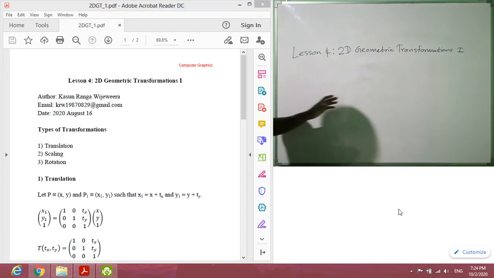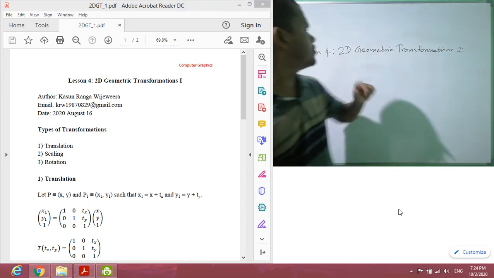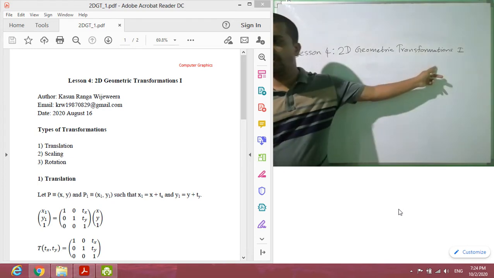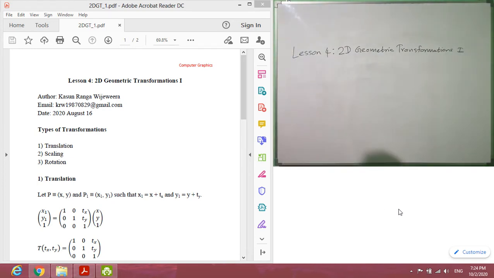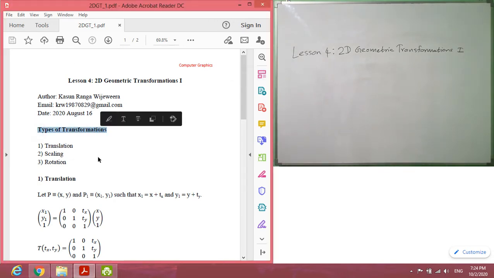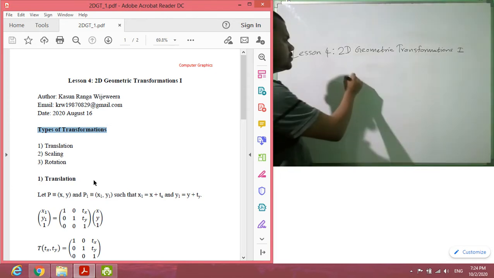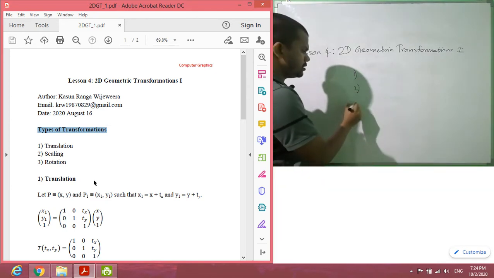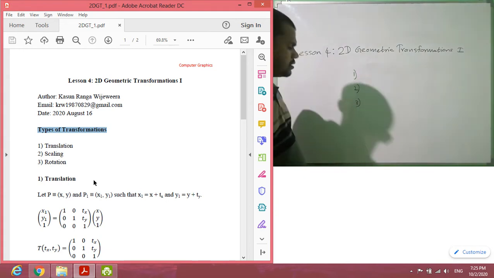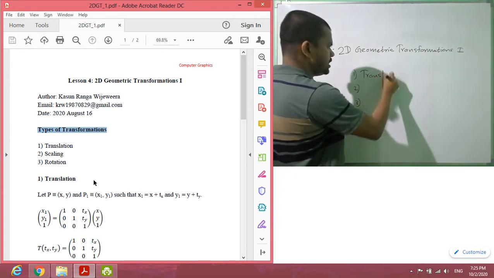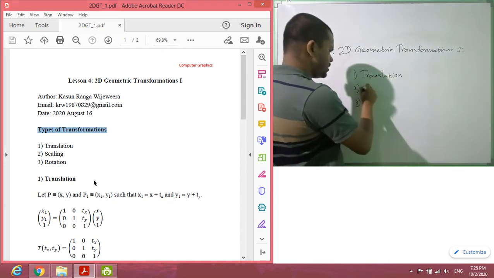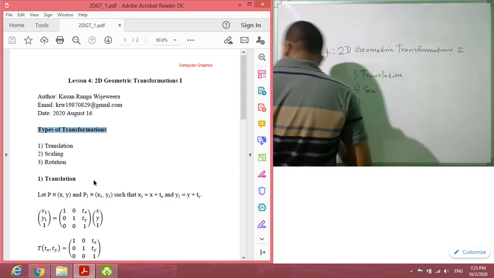I'm going to discuss part 1 of two-dimensional geometric transformations. This is our lesson number 4. First, let's see types of transformations. In this lesson, we are going to discuss three types of transformations. One thing is translation. The second one is scaling.